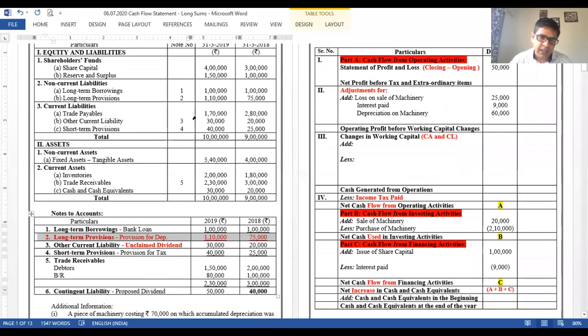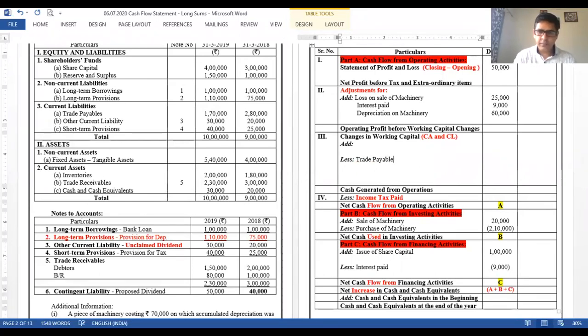Next is trade payables, current liabilities. Whenever current liability comes, we should think over changes in working capital. Trade payables, we can see that it was 2,80,000 earlier and now it is 1,70,000. Liability has reduced. When liability reduces, we all know that the amount must have been paid, so it has to be deducted, right? Trade payables, how much is it reducing? 280 to 170, that's 1,10,000, right?